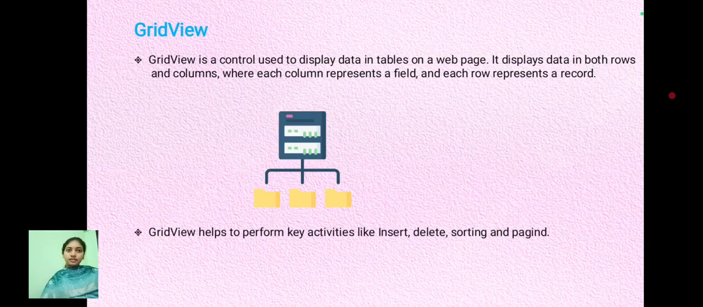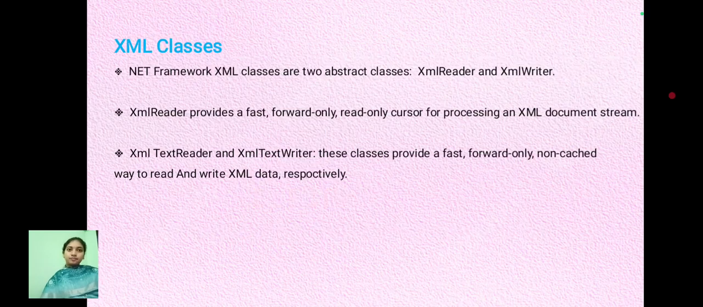Grid view. Grid view is a control used to display data in tables on a web page. It displays data in both rows and columns, where each column represents a field and each row represents a record. Grid view helps to perform key activities like insert, delete, sorting and pagination.